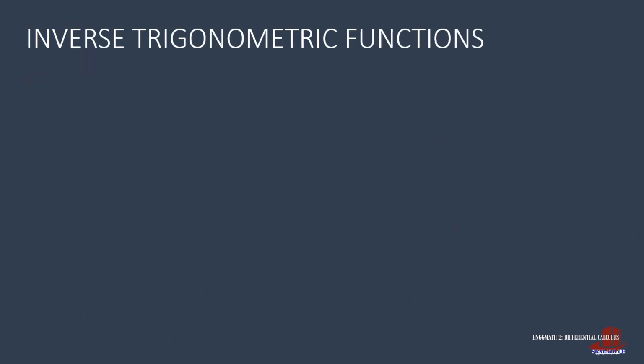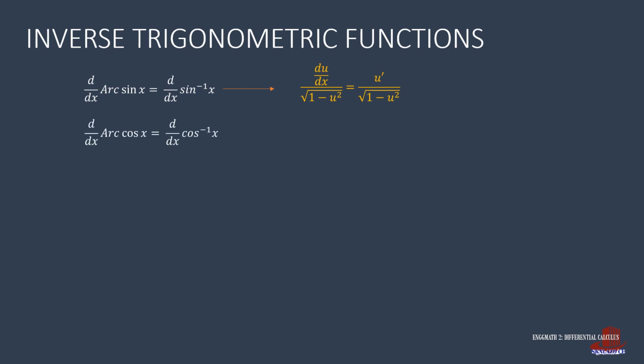There are 6 inverse trigo functions too, and a pattern is also observed when taking their derivatives. First, the derivative of arcsine x, or inverse sine x, is u prime upon the root of 1 minus u squared. The derivative of arc cosine x is negative of u prime over the root of 1 minus u squared.